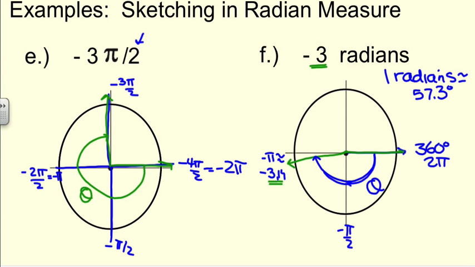Again, 3 radians would be 3 times 57.3 degrees. As a degree measure, I just check with my calculator here. 171.9 degrees. Very, very close to negative 180 degrees. So negative 171.9 degrees.